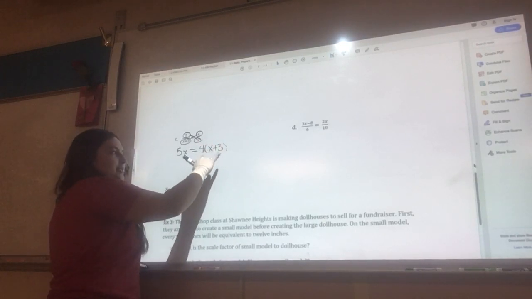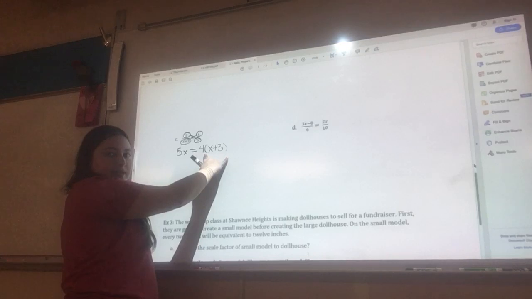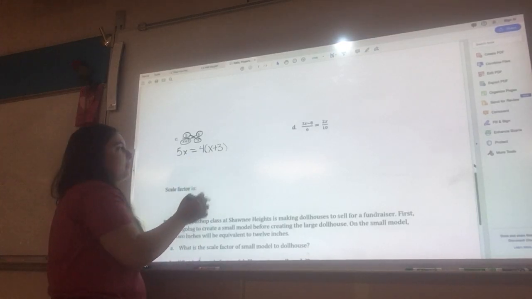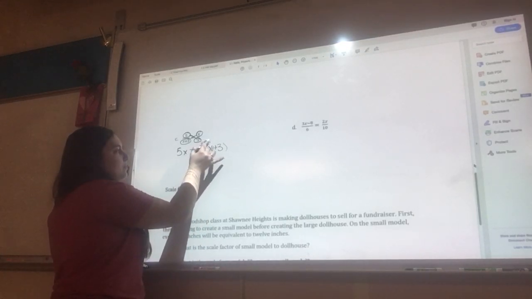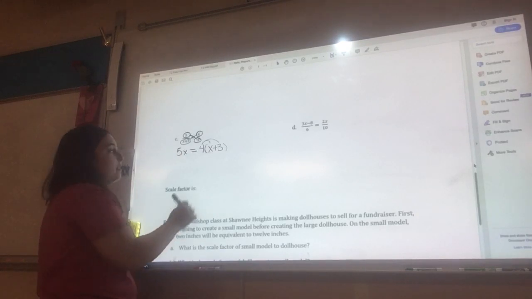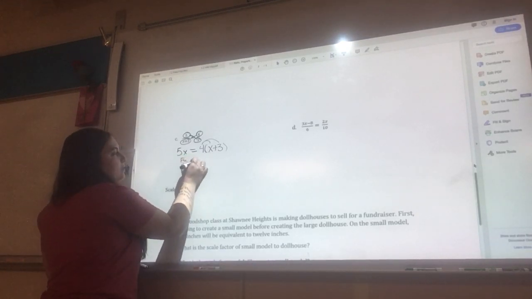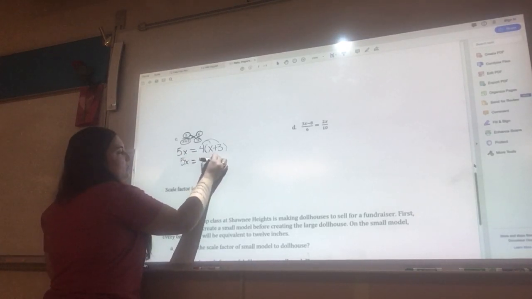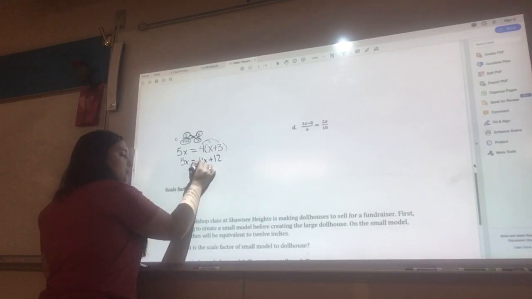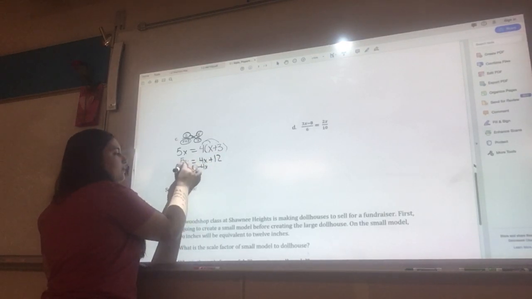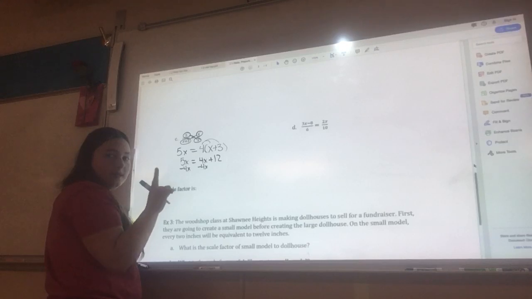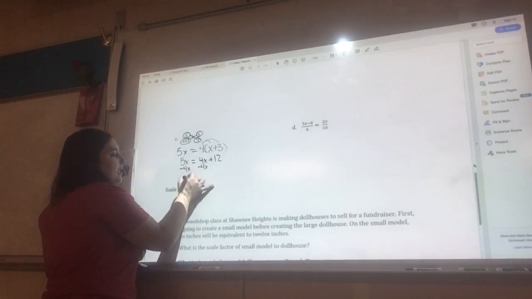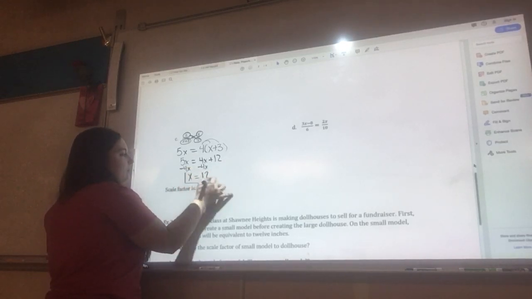Because it had a plus, I needed to put it in parentheses. Okay? So in parentheses, we distribute that 4 to everything. So we're going to get 5x equal to 4x plus 12. Subtract 4x from both sides because I want x's on one side of the equation. And we're going to get x equals 12.